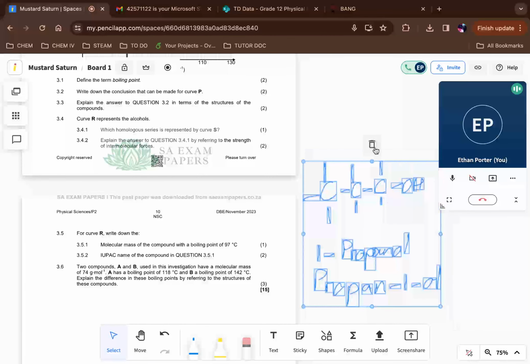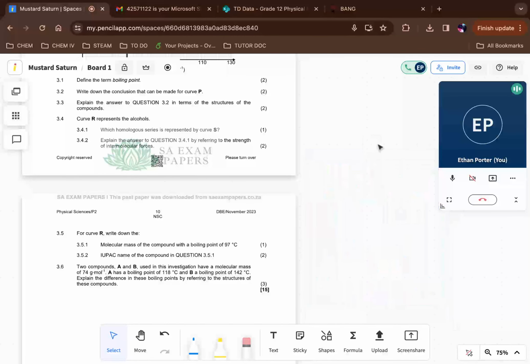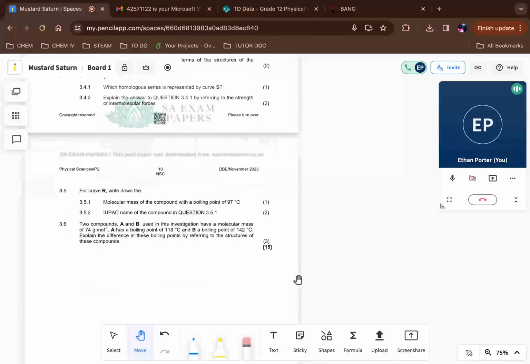You have to include the 1, because by including the 1, that's how you distinguish it as a primary alcohol. If you just say propanol, the OH group could be in the middle of the molecule, and that could be a secondary alcohol, not a primary. So that's the trick to question 35.2.